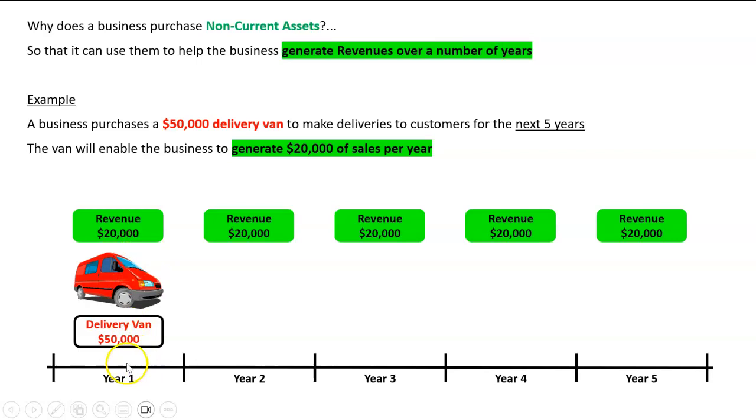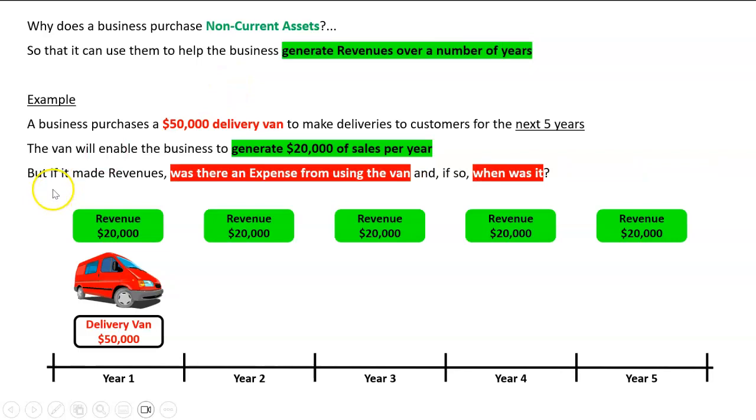So every year that we have this non-current asset, it's going to generate revenue. Year 1, year 2, year 3, year 4, year 5. And that is the whole point of buying non-current assets. But I guess we need to ask now, if the van or any non-current asset is going to make revenues for many years, is there actually an expense from using the van every year? And if so, when was it?